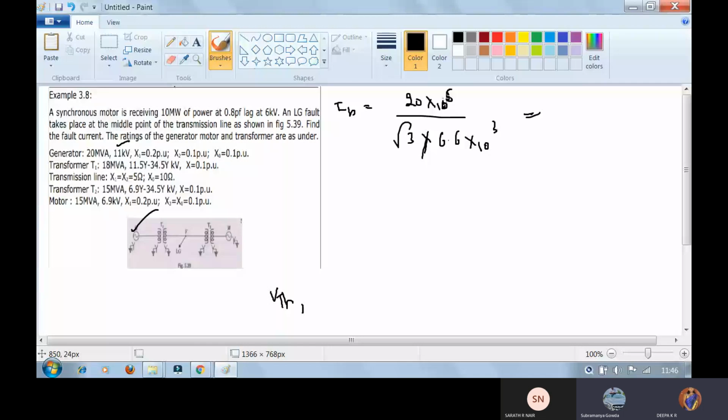7.62, ma'am. See to it once. That's not the correct answer. 20 into 10 to the power of 6 divided by root 3 into 6.6 into 10 to the power of 3. Just check it once. Yes, ma'am.